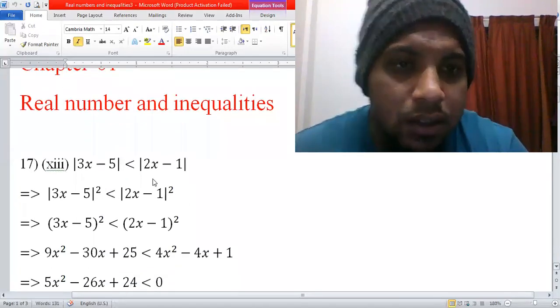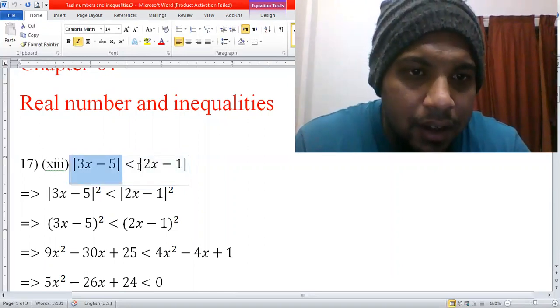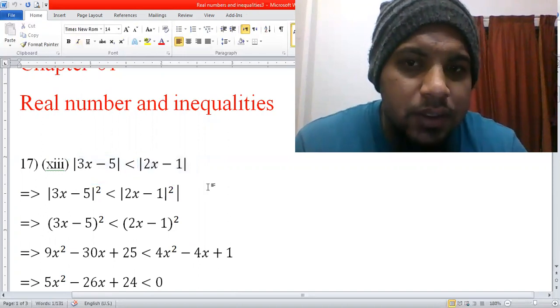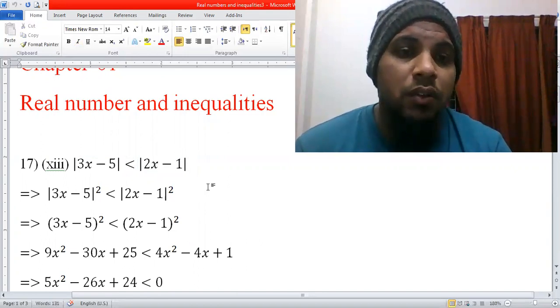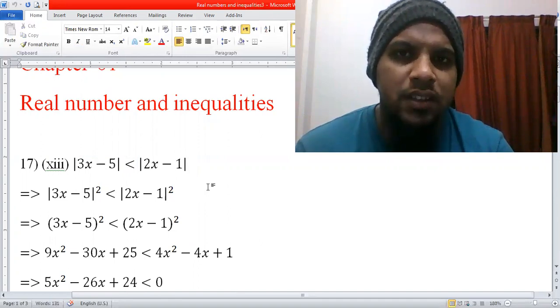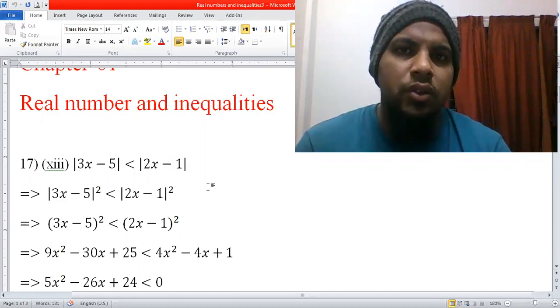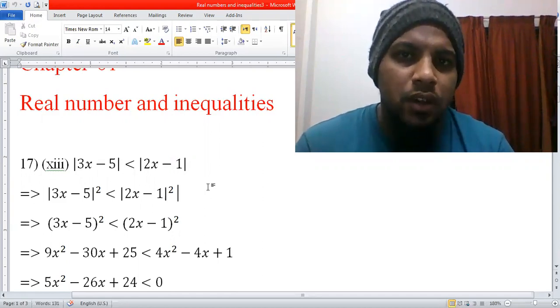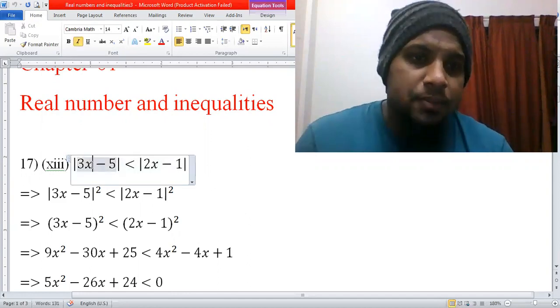Here is the problem. The inequality is the absolute value of 3x minus 5 is less than the absolute value of 2x minus 1. And we have to find the possible values of x, because it is an inequality, not an equation. We have discussed in our previous classes that for an equation we get the exact value of the variable. Here the variable is x, and for an inequality we will get the possible values of the variable. Here we will find the possible values of x.